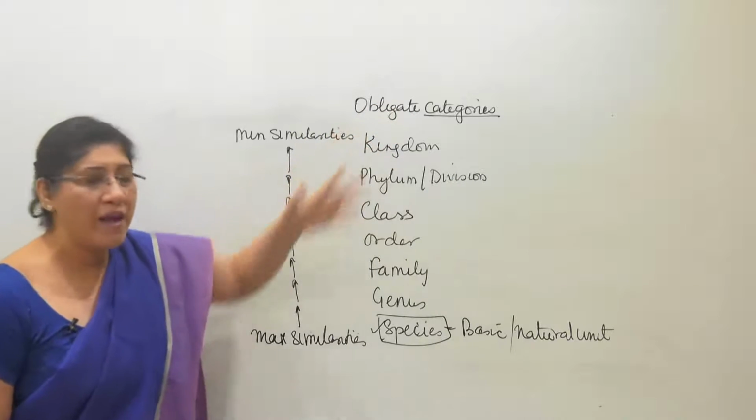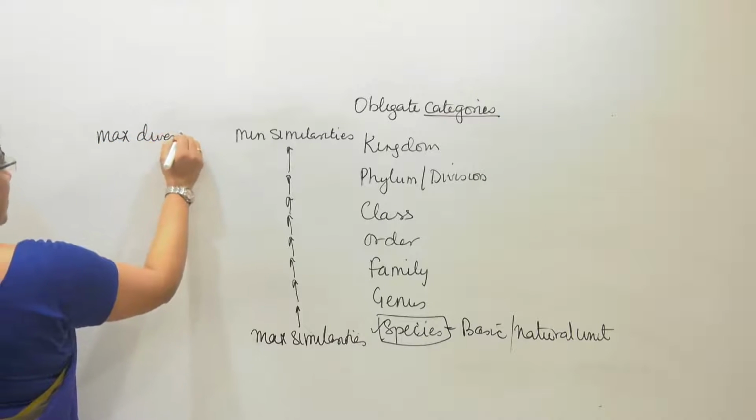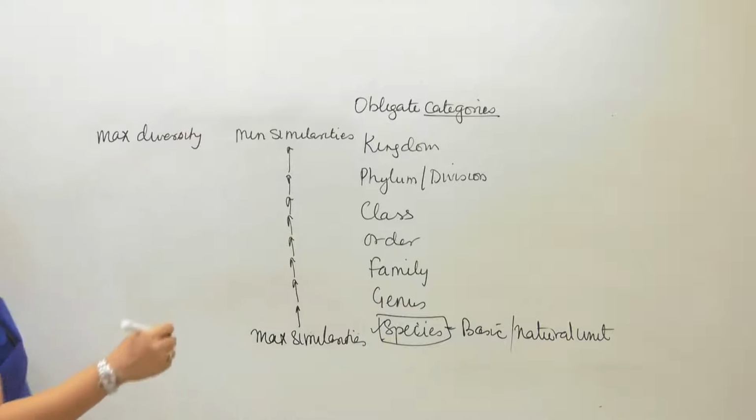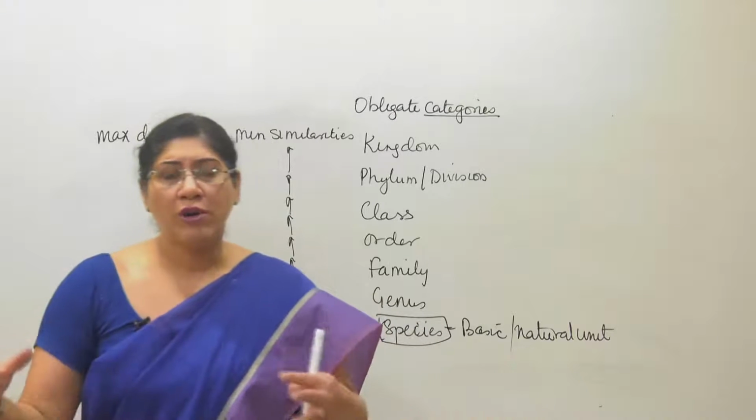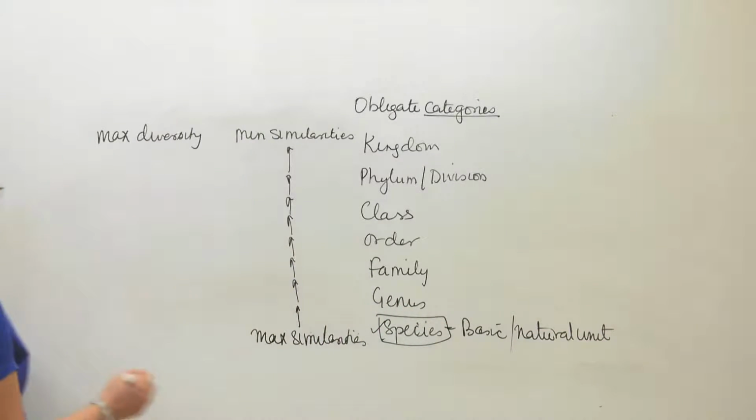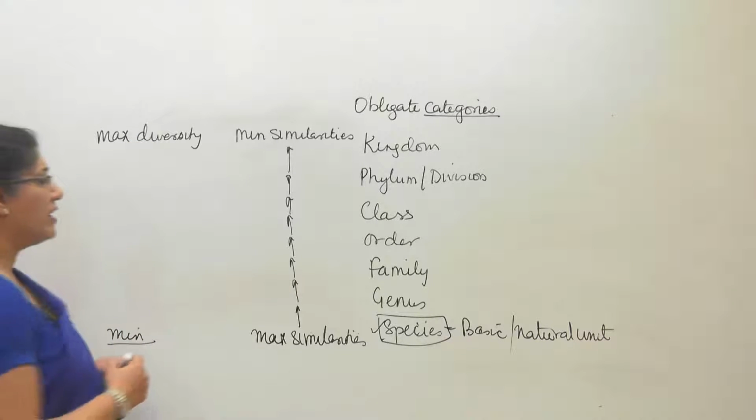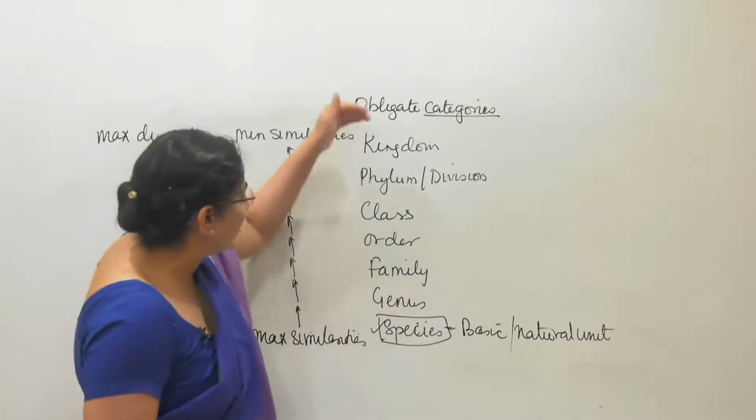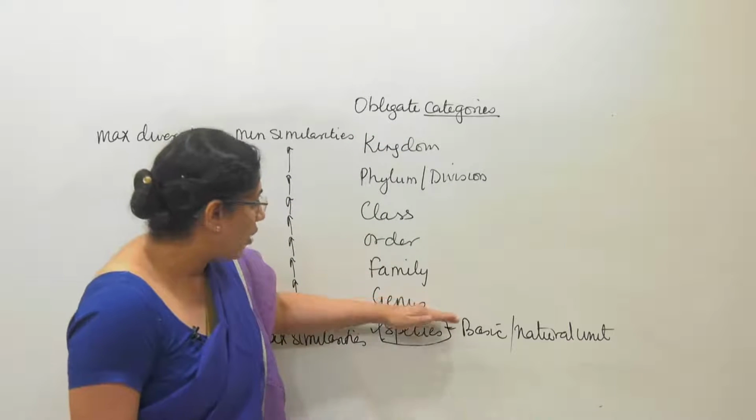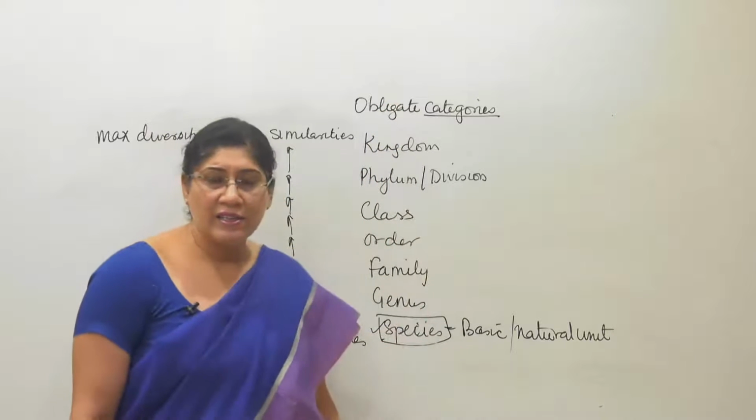Similarities, so commonly shared characters will decrease. Kingdom is going to have maximum diversity. So plant kingdom will have algae, bryo, pterido, gymno, angio. Animal kingdom will have non-chordates, chordates. So maximum diversity at kingdom, and species will be minimum. So diversity is going to increase and similarities will decrease from species to kingdom. This is basically aggregation or grouping of species according to their similarities and dissimilarities. These are called obligate categories.